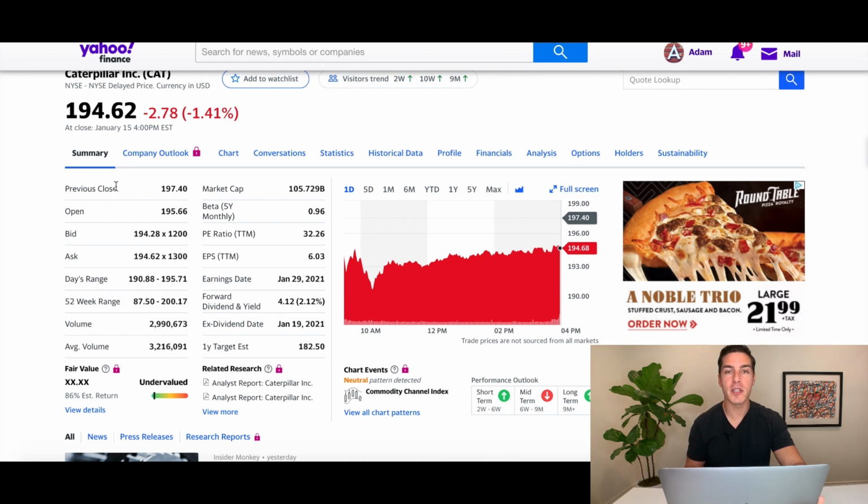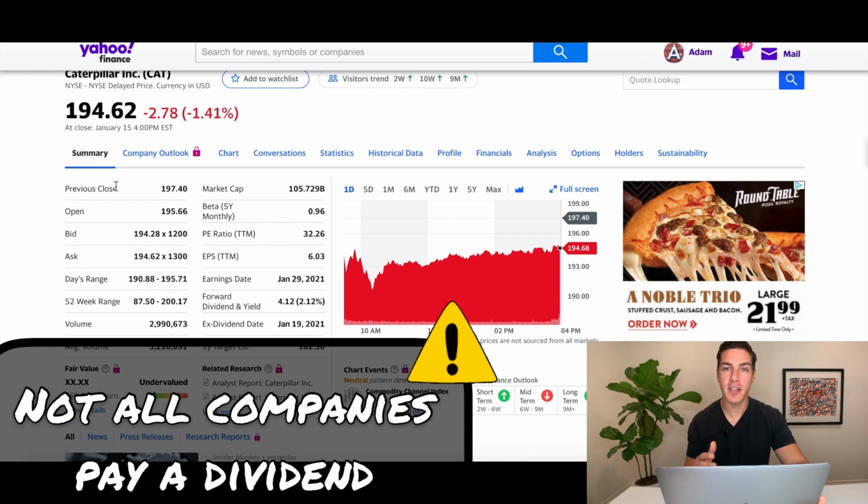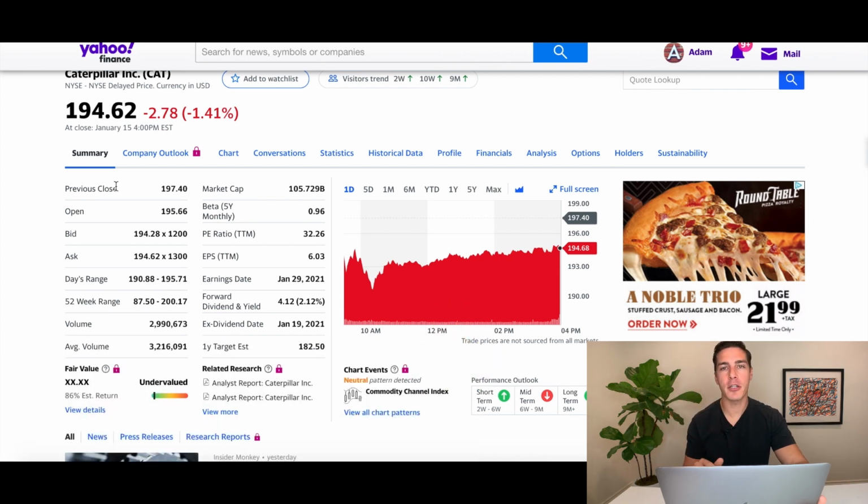To the left represents the dollar amount that you would receive if you held a share of Caterpillar for 1 year. So in this case, you receive $4.12, and normally dividends are paid out quarterly. So you would get 1/4 of the $4.12 each quarter. It's important to note that not all companies pay a dividend. It's traditionally companies that have been around longer and have stronger balance sheets.